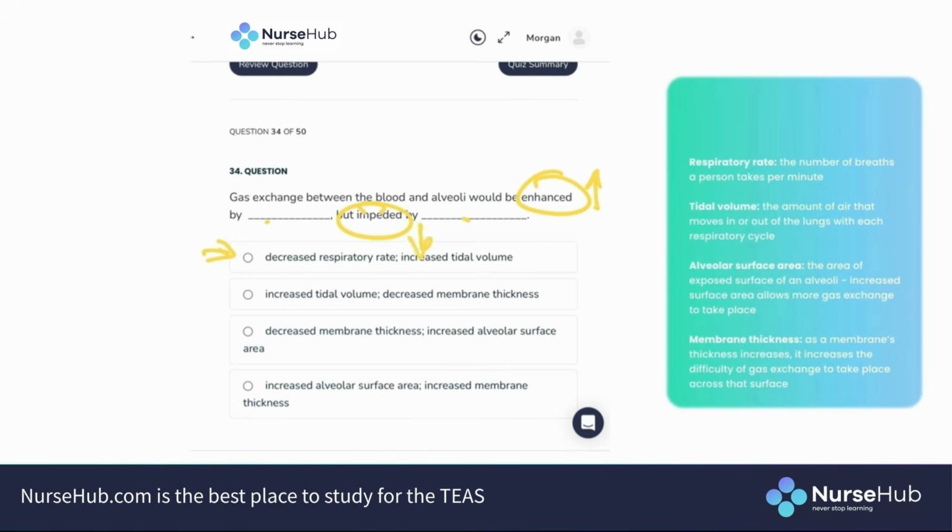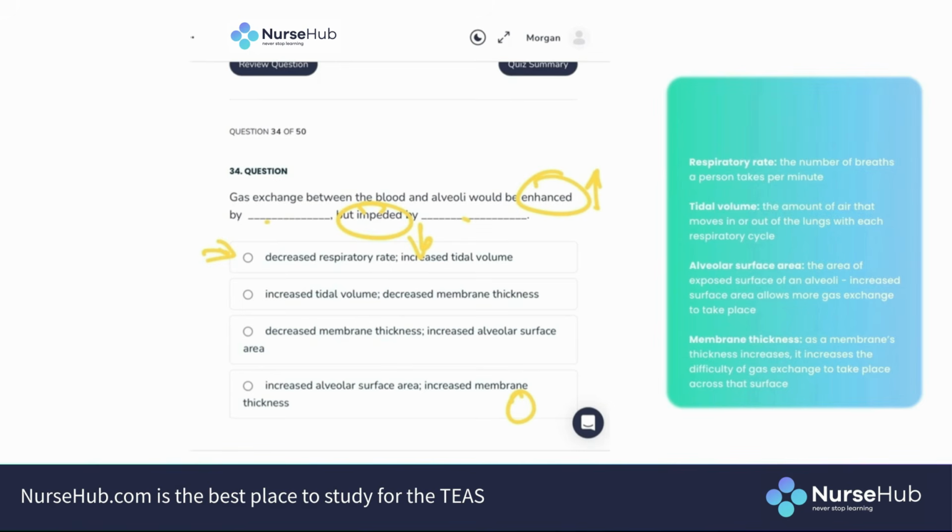All right, so let's look at our answer choices. All right, so the fourth answer choice says increased alveolar surface area and increased membrane thickness. So we can plug those in. Gas exchange between blood and alveoli would be enhanced by greater surface area and impeded by a thicker membrane. That makes a lot of common sense to me. And so I'm going to leave this as a possible answer.